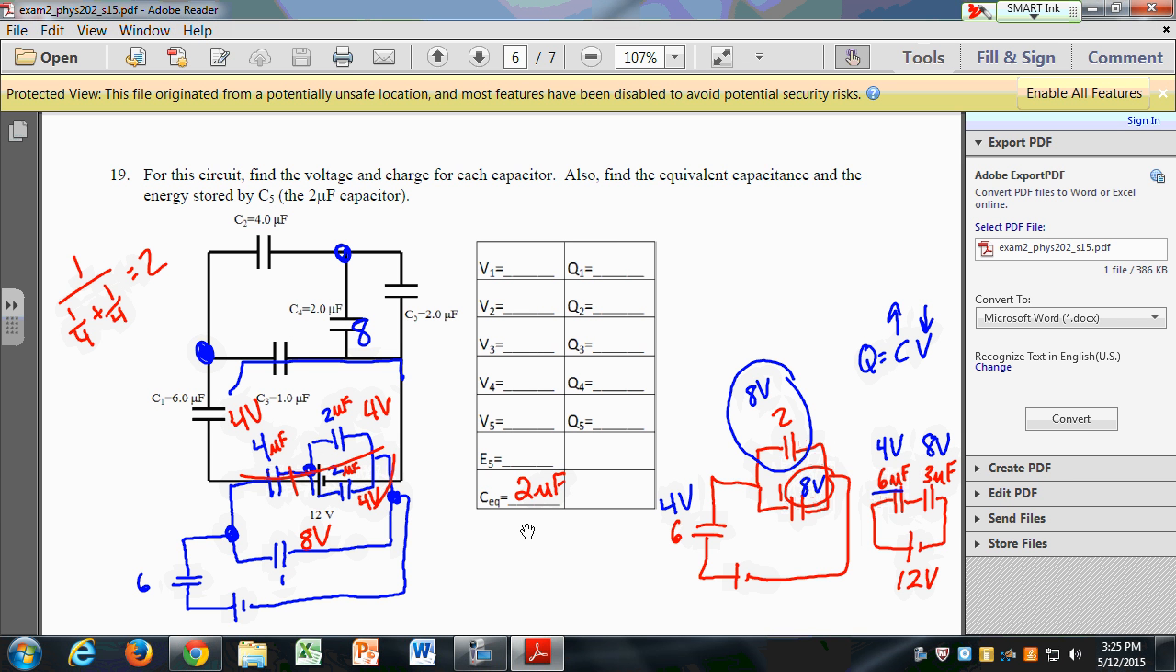Then it's really just a matter of pairing them all up. So C3 was the 1 microfarad at 8 volts. C2 was this one, it's 4 volts. C1 is right here, it's 4 volts. This 2 microfarad was 4 volts. C5 is 4 volts. Does that make a lick of sense?